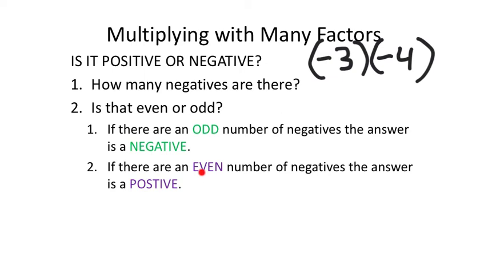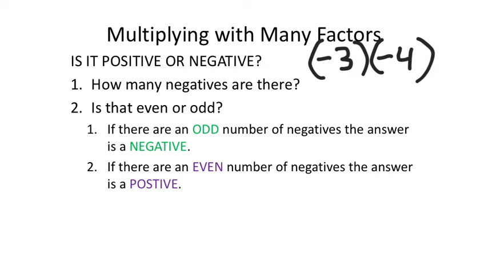If there are an even number of negatives, the answer is a positive. So we'll want to remember that, like this one right here. This one shows 1, 2 negatives. 2 is even, so we would know the answer is a positive, and then we could multiply. Which takes us back to the original rules that we saw, right?